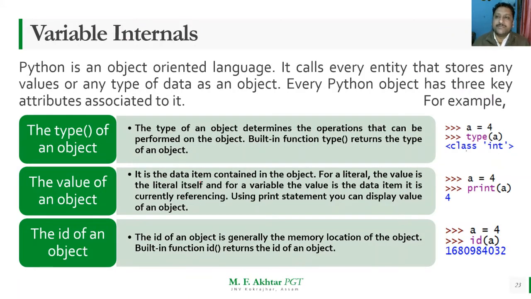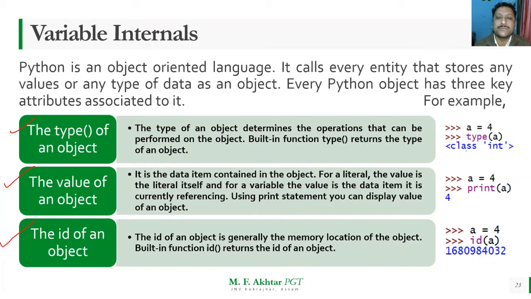Now the next topic we have come to is variable internals. Python is an object-oriented language. It calls every entity that stores any value or any type of data an object. Every Python object has three key attributes associated with it. What are those three attributes? First is the type of an object, the value of an object, and the ID of an object.